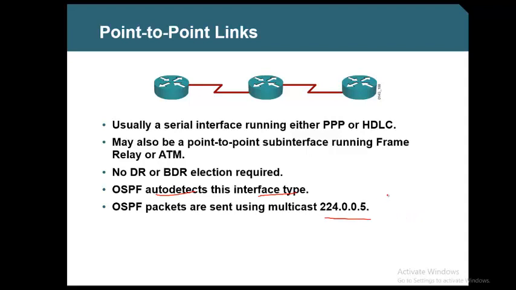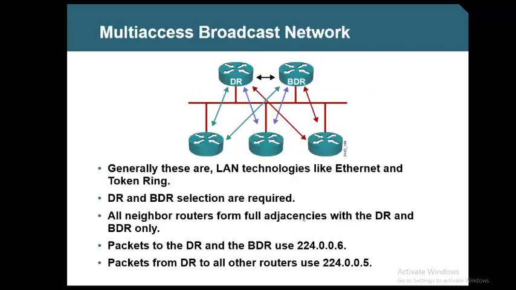which is 224.0.0.5. So an OSPF point-to-point network will use only one multicast address, 224.0.0.5, to send a hello packet, sometimes even to send some notifications and updates. It uses this multicast address. Sometimes it also will use unicast. It depends on the query. That's about point-to-point.